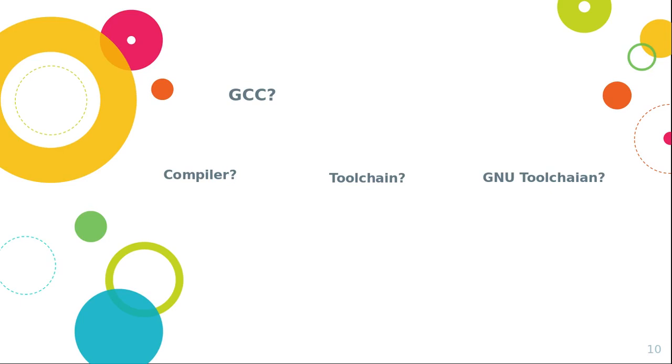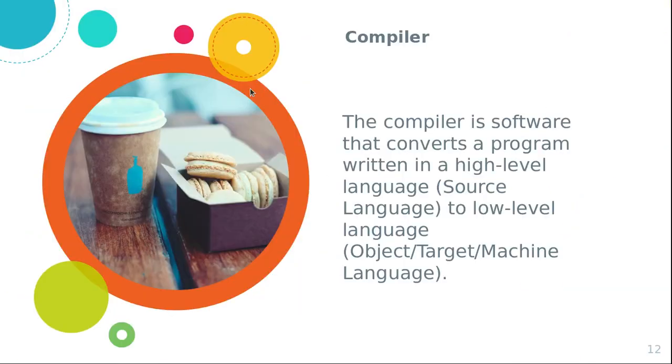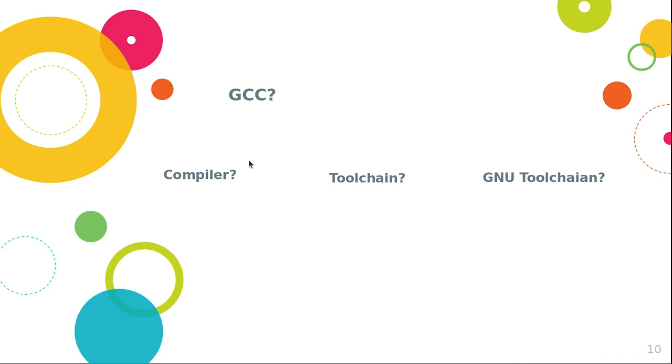Now, just answer me, what is GCC? A compiler tool chain or a GNU tool chain? GNU tool chain. Yes, sir, GNU tool chain. And what is GNU? Sir, GNU is a Linux.